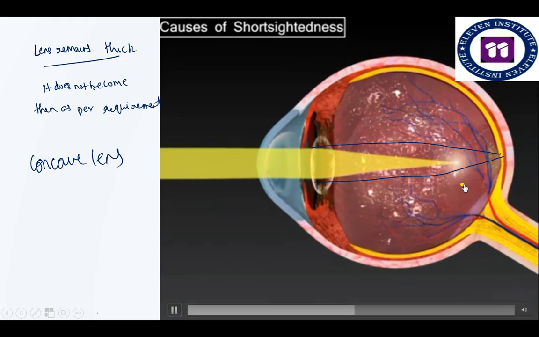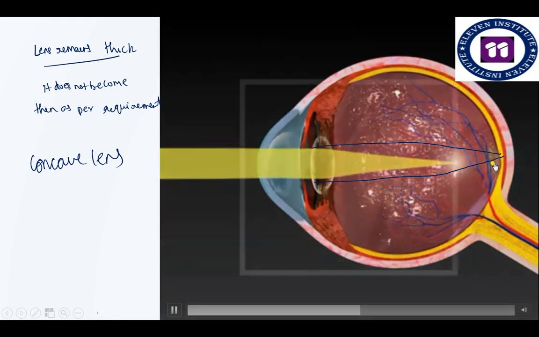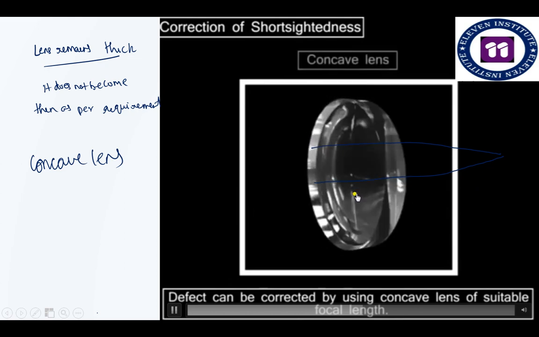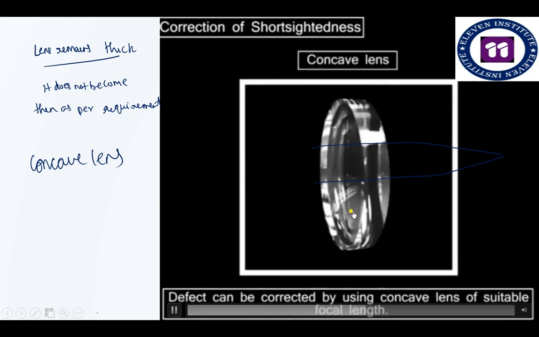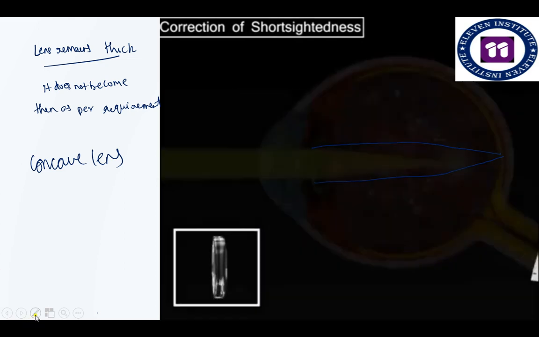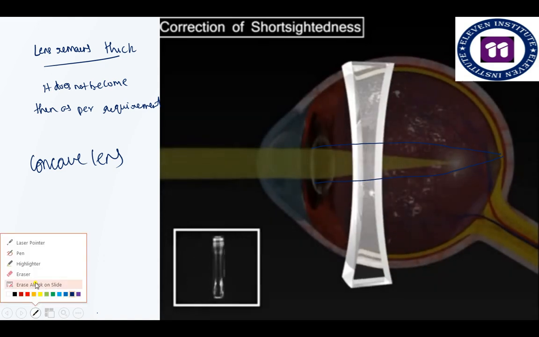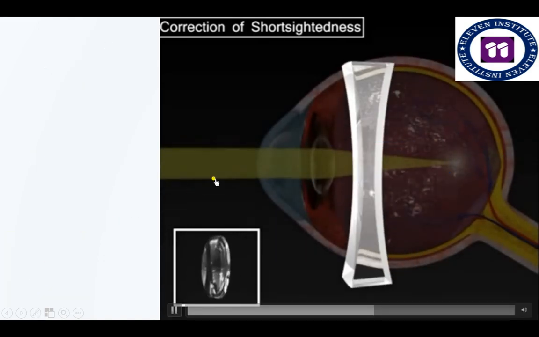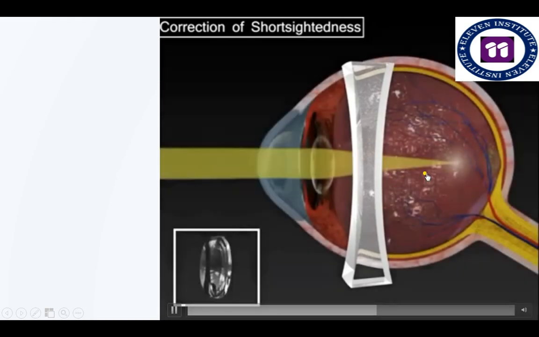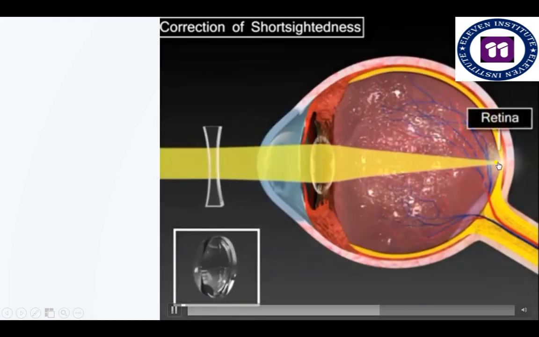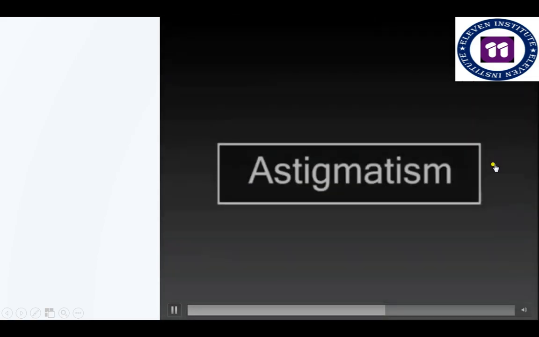Right, we want an image on the retina, so for that we will use a concave lens of suitable focal length, and when that is placed over here, the image will be formed here, right? The rays that diverged, and we get an image exactly on the retina.